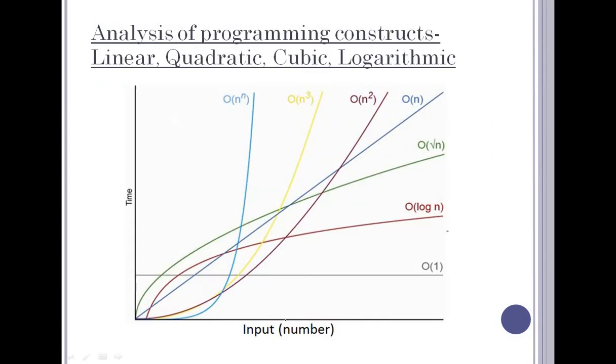These are some analyses of time versus the number of elements. Whenever my time complexity is constant, it is big O of 1. Then comes log n, then linear, then n square, n cube, and then 2 raised to n, n raised to n, whatever. In this way, for small input, I will require more time to complete the algorithm. If it is constant, it does not depend on the number of inputs, so the running time is going to be constant.